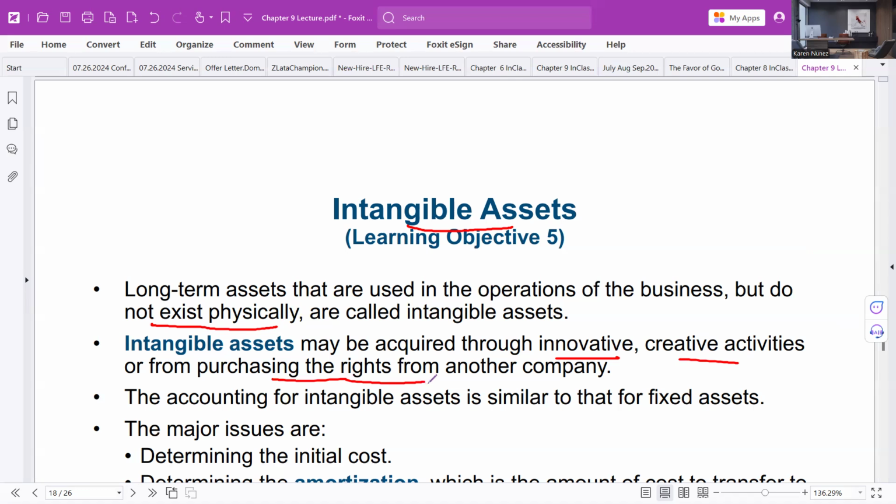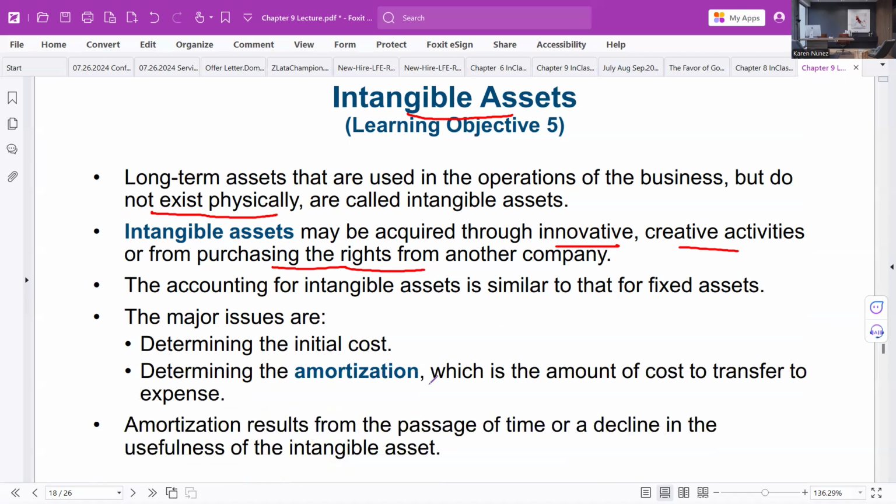They are intangible in nature, and they typically are acquired through innovative and creative activities, or from just purchasing the rights from another company. The accounting issues that we face in accounting for these intangible assets is we need to be able to determine the initial cost, and we've got to make sure that we can amortize the cost of that asset over its useful life. So the fixed assets we depreciate, the natural resources we deplete, and the intangible assets we amortize over the passage of time.